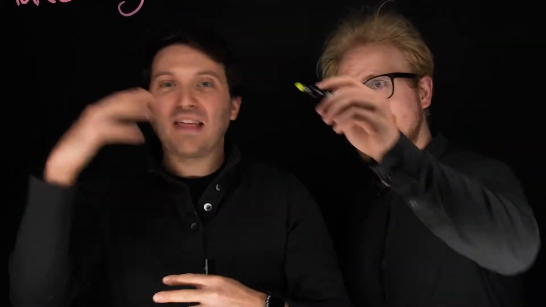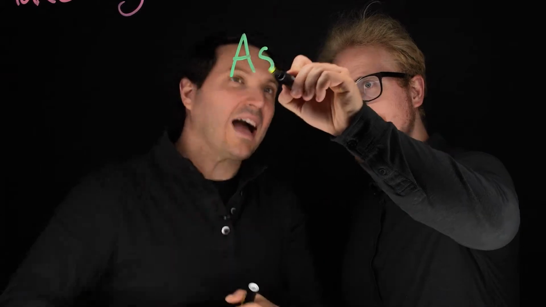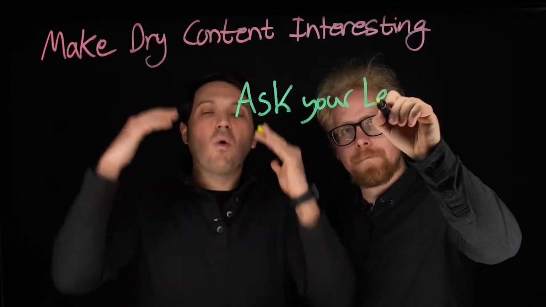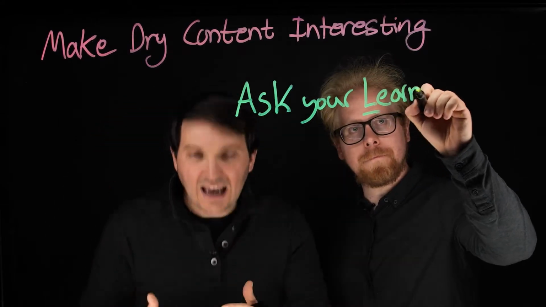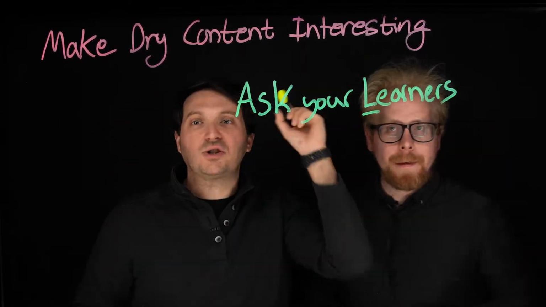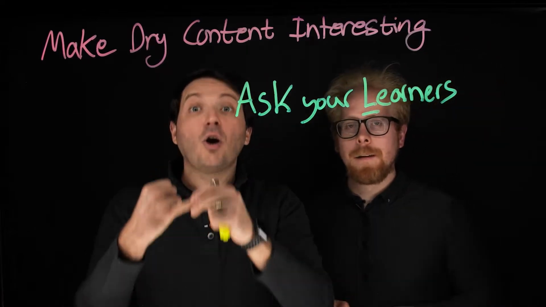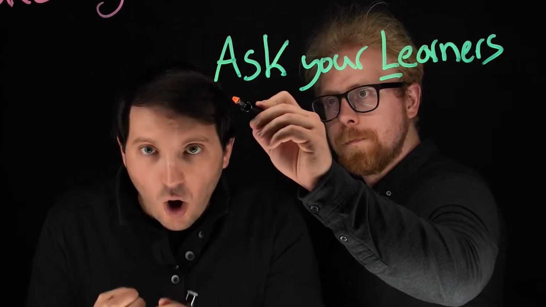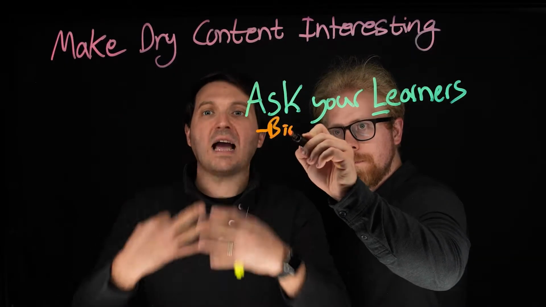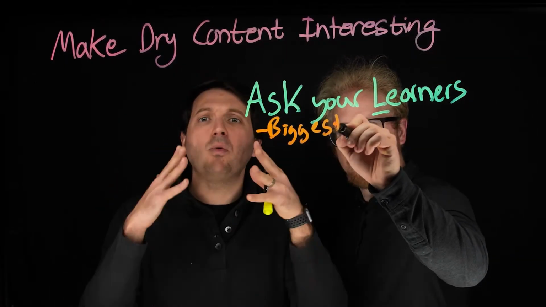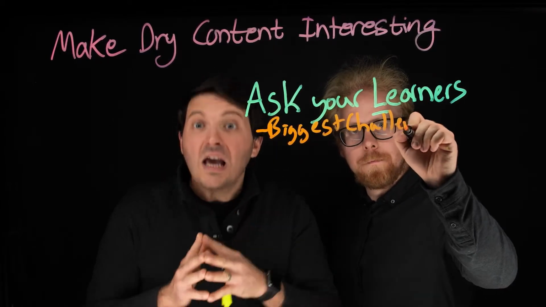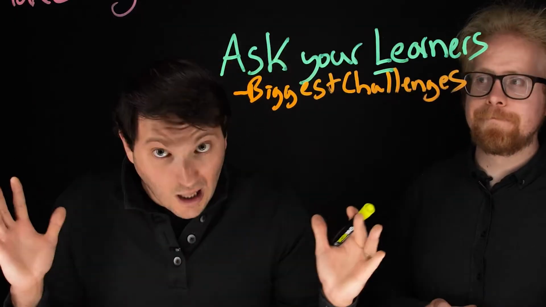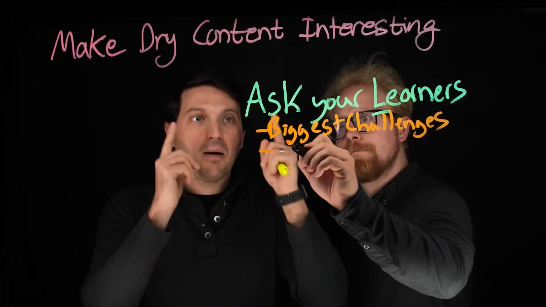The first thing that you got to do to make your dry content interesting is ask your learners. What we always say is it's always about the learner. You got to ask them, what are their biggest challenges? How are they trying to grow? What styles, what type of content do you need to create that will truly engage with them? If you just create content and do the hope and pray strategy, good luck. It's not going to work. You got to make it about your learners.